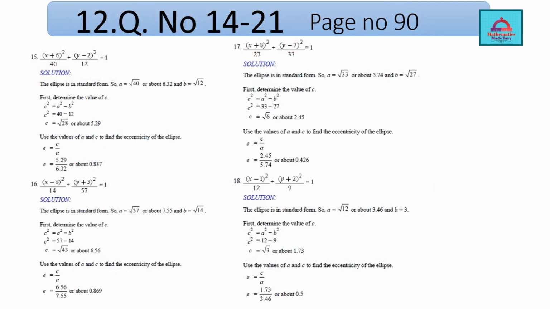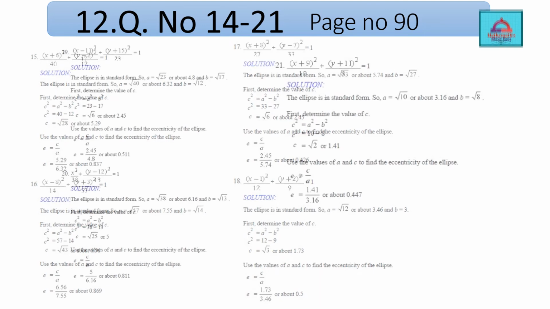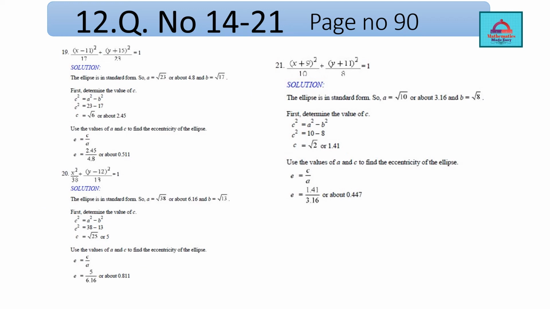Now, in a similar way, you can check your answers for 15 to 18. We have used the same formula, eccentricity is equal to c divided by a, in all of these questions. For questions 19 to 21 also, just the numbers are changed. The formula is the same. So eccentricity is c divided by a. Find your a, b, c and plug them in. If you do your calculation correctly, your answer for eccentricity will come out correct.